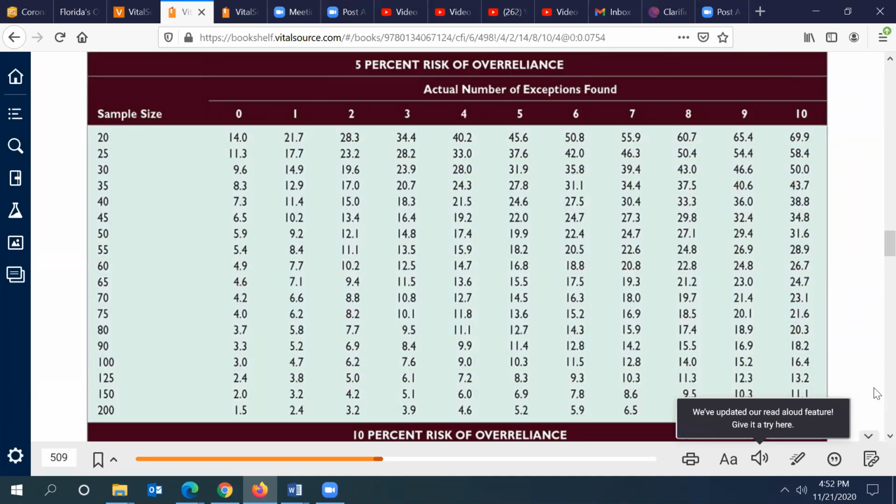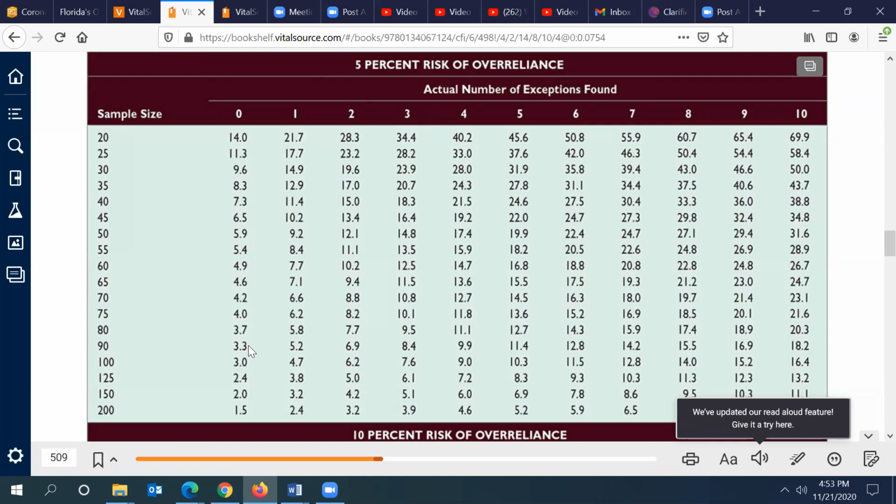All right. So what we need is, again, a 5% chance of type 1 error, 5% chance of reliance, same thing. There is no 93 in our table because it's not that detailed. So instead we go for a sample size of 90. We've rounded down. In doing so, we reflect across the top the actual number of exceptions or errors found. Well, we found no errors, so we want this first column. So the intersection of 90 and 0 gives us 3.3.